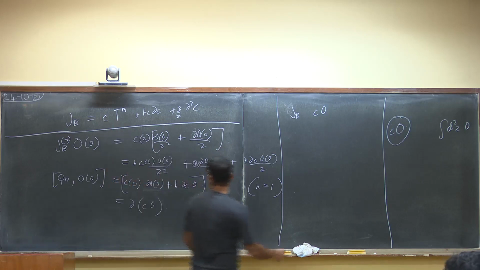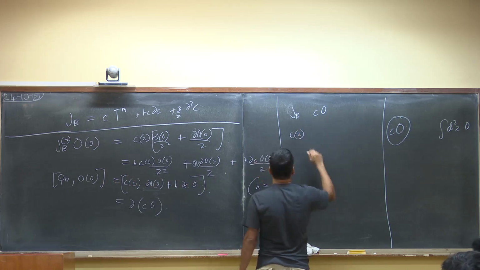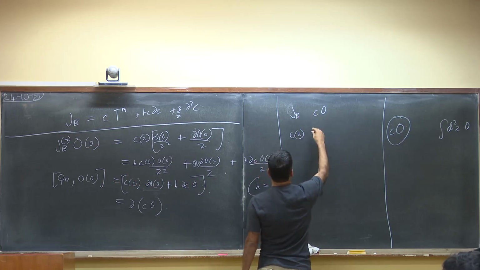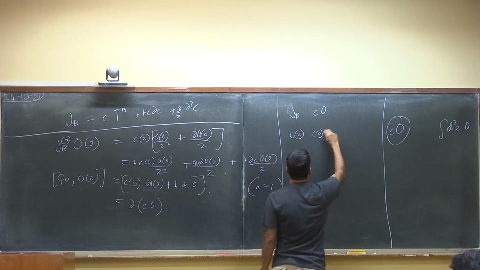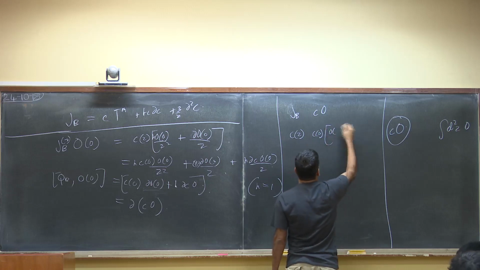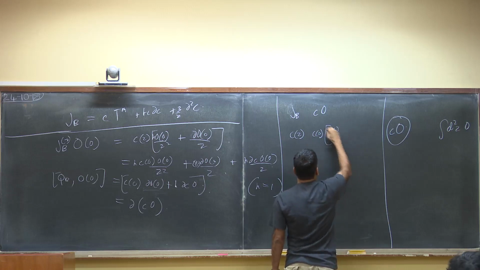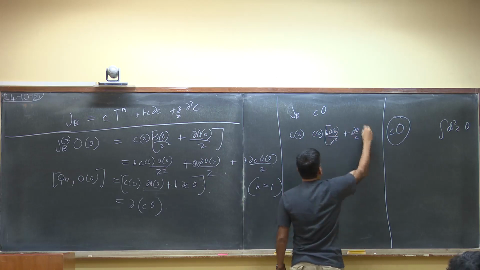Let's first take the contribution from here. So the first contribution is c(z) times c(0). Then we get O(0), h O(0)/z² plus ∂O/z.